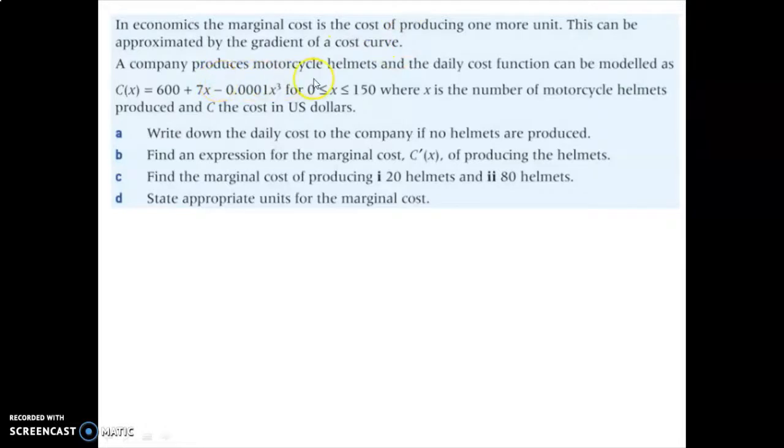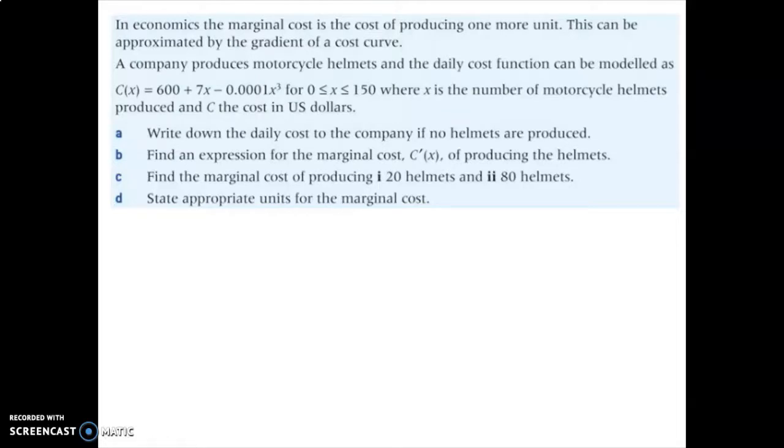Here's our situation. A company produces motorcycle helmets, and the daily cost function can be modeled as this. So that's the cost function for daily costs, where x values are between 0 and 150, x is the number of motorcycle helmets produced, and c is the cost in US dollars. So they can only produce from 0 to 150 helmets a day, and this function will give us the cost if you put any number of helmets into it.